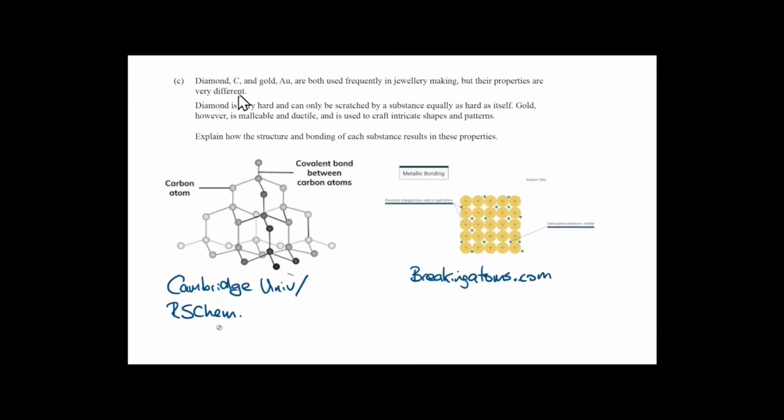The next question says a diamond, capital C, carbon, and gold, Au, are both used frequently in jewellery making, but their properties are very different. Diamond is very hard and can only be scratched by a substance equally as hard as itself. Hard meaning difficult to cut and difficult to use something to deform it, to scratch it. Gold, however, is malleable, meaning that it can be molded into shapes and you can hammer it without it breaking.